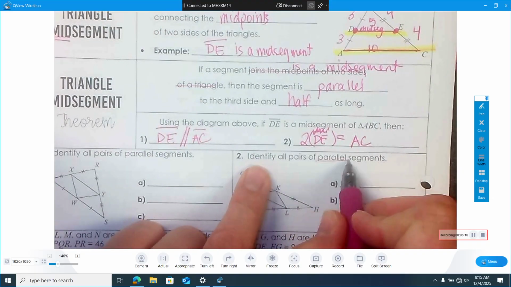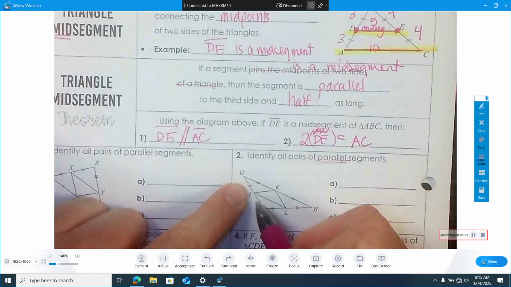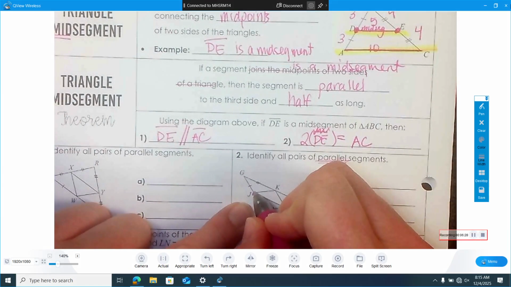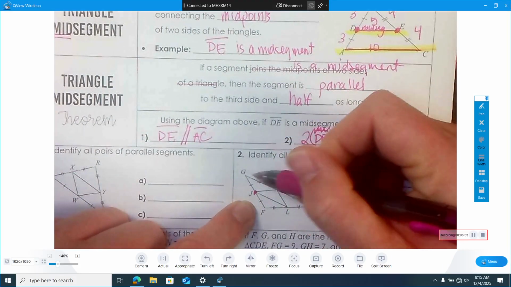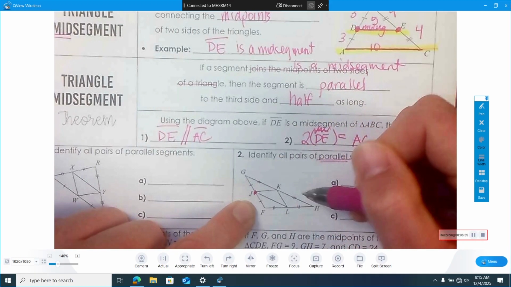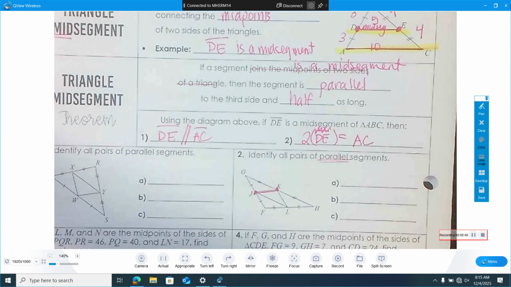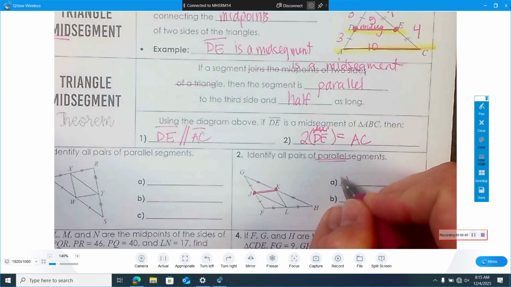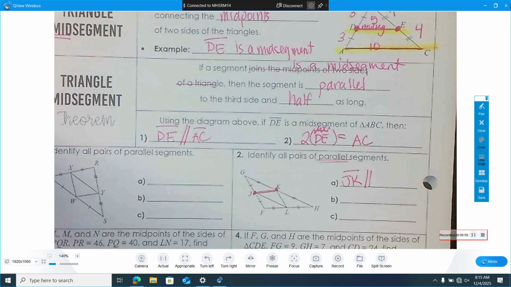Identify all pairs of parallel segments. Let's look at this picture very, very carefully, ladies and gentlemen. I have some congruence marks. GJ is congruent to JF. Tell me about J. Midpoint. I have some congruence marks on GK and KH. Tell me about K. Midpoint. So here, JK is called a midsegment. All right. So JK, segment JK, is parallel to what?